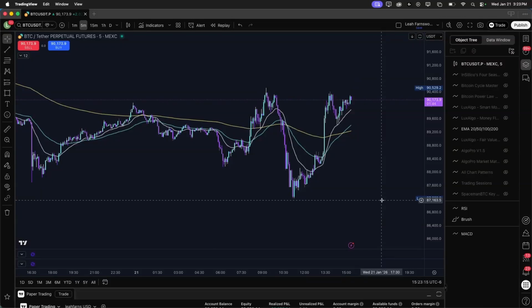Today, I am showing you my favorite, simplest 1 minute scalping strategy that I use every day. And there is only one tool on TradingView you need to use for this. So I am keeping this as simple as possible for you guys.